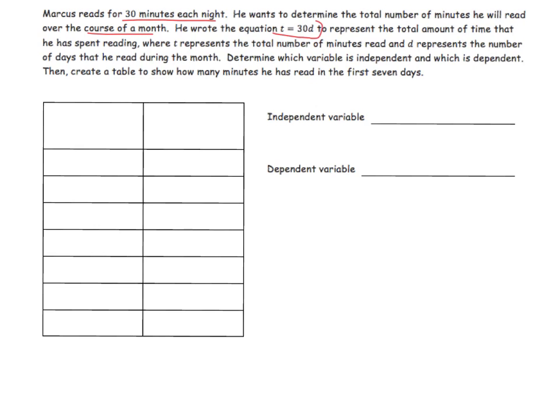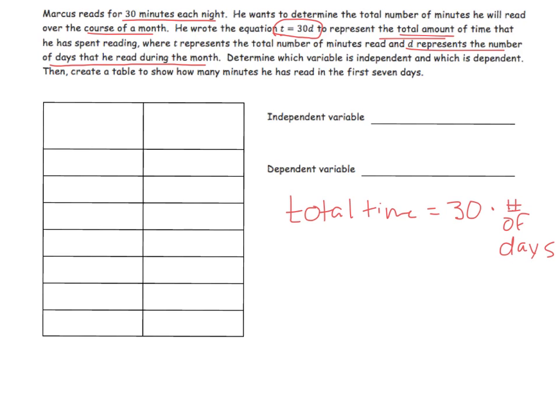So he writes this equation where T is the total amount and D is the number of days that he reads during the month. Okay, so I'm going to write that down there. So the total amount of time, so total time equals 30, because he reads 30 minutes each day, times the number of days. Sometimes it helps me to write out the equation like this so I can see what each part means.